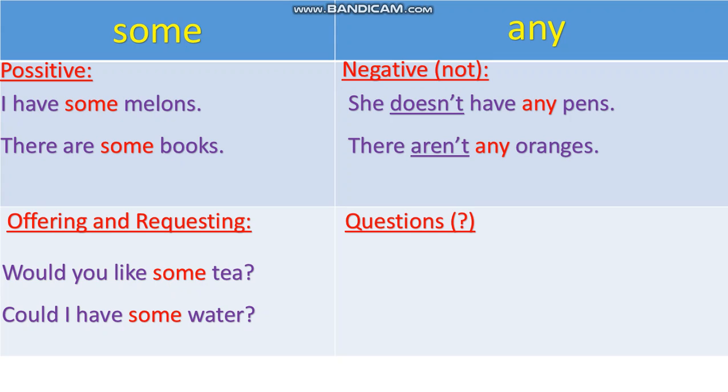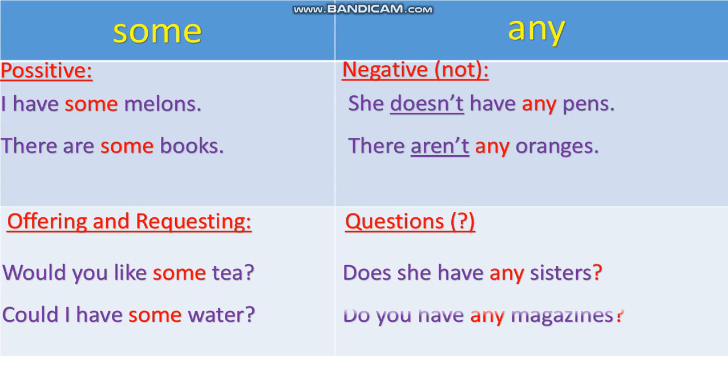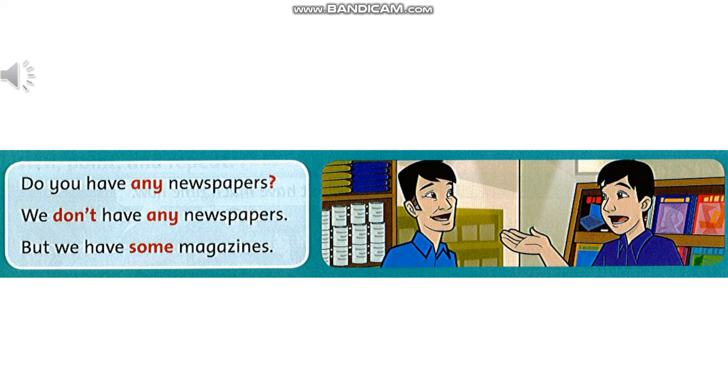We also use any in question sentences. Example, does she have any sisters? Do you have any magazines? Now listen to the example in your textbook.